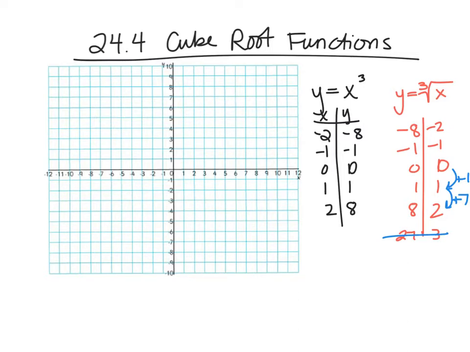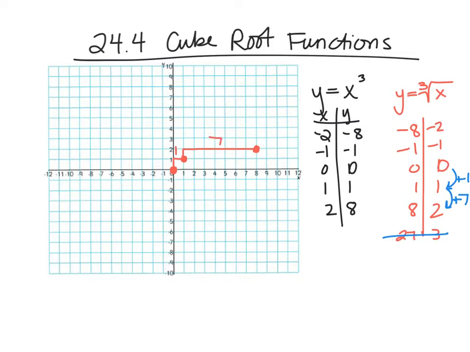So that means my basic function is going to start at 0, 0. I'm going to go up 1 over 1, up 1 over 1, and then up 1 over 7. So you just need to remember 1 and 7.